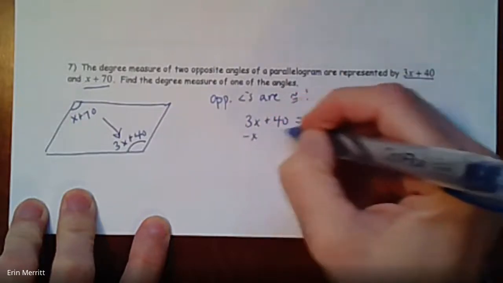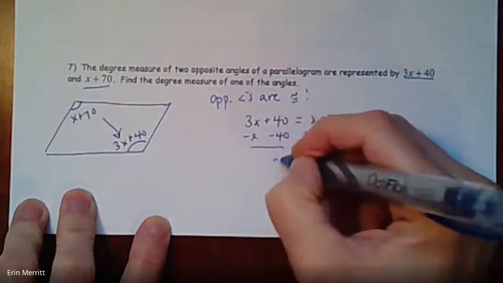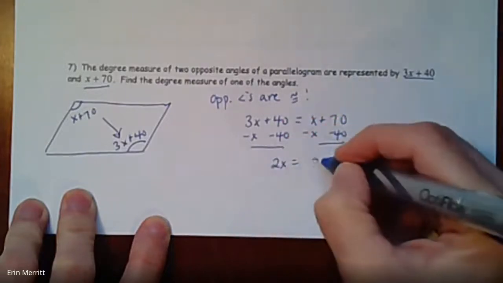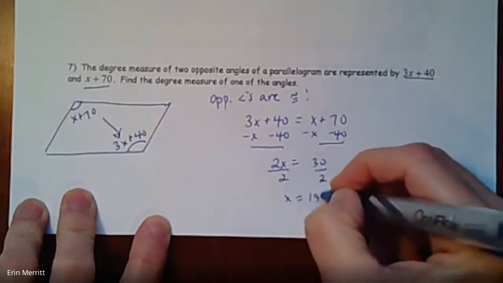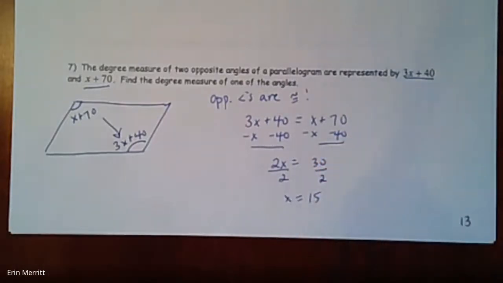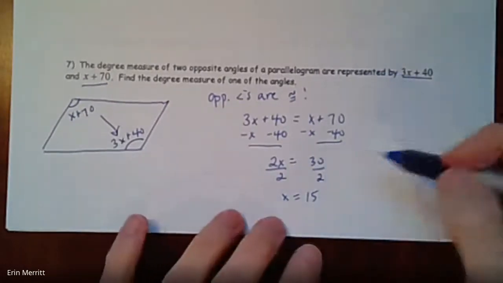So I'm going to multi-step this one. I'm going to subtract x and subtract 40 at the same time, which gives me 2x equals 30. Divide by 2, we get x equals 15. Now, if it just said solve for x, you'd be done. It says find the degree measure of one of the angles. Well, they're both the same thing.